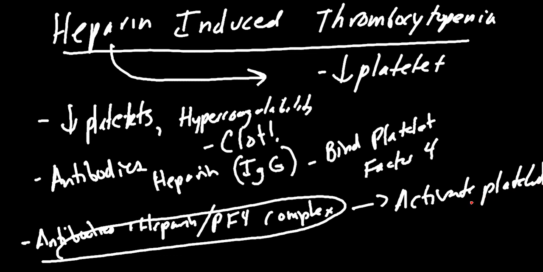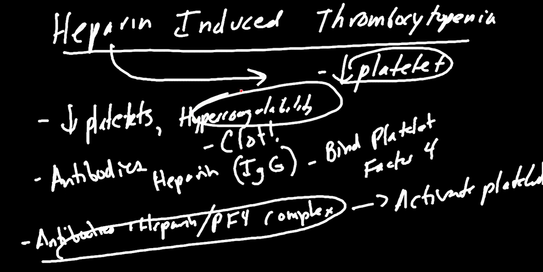When we get activated platelets, we're going to form a clot. When we have activated platelets that form a clot, we're going to decrease our platelet count. We're going to get thrombocytopenia. We're also going to have that hypercoagulability. So this is why it happens. We have antibodies against heparin. It's going to bind platelet factor 4. This large complex made of these 3 are going to activate the platelets that are normal in the body.